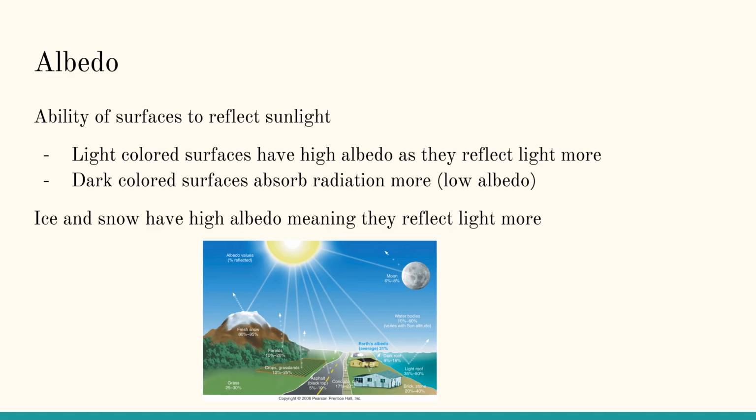Darker colored surfaces absorb radiation more, so low albedo. Ice and snow have a high albedo, meaning that they reflect light more and therefore are slower to melt. However, once that melt does happen, you have darker surfaces underneath, like grass or pavement, that are going to absorb that heat more. And so as ice and snow is lost due to things like global warming, there are going to be lower albedo surfaces that are going to absorb more of that heat.